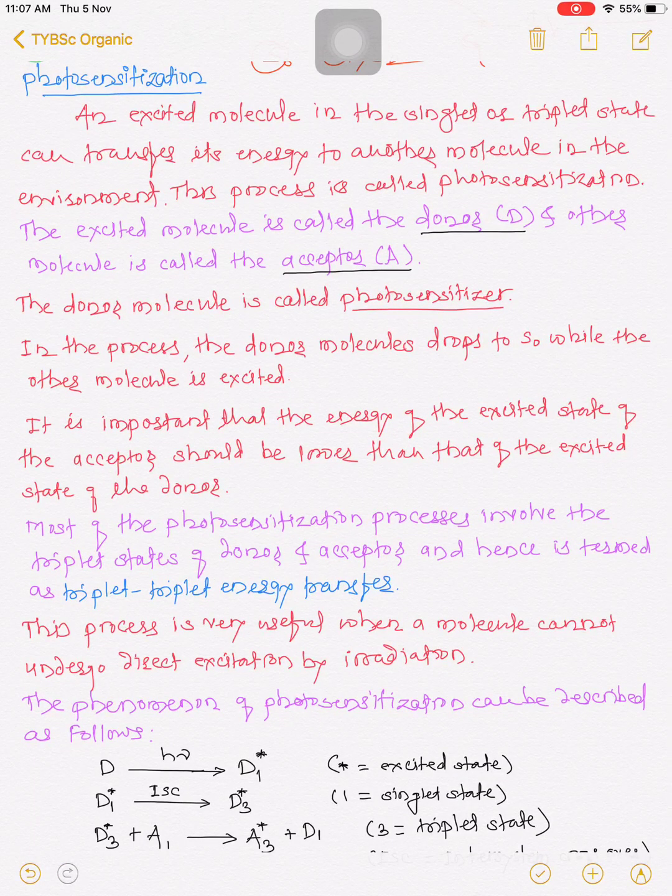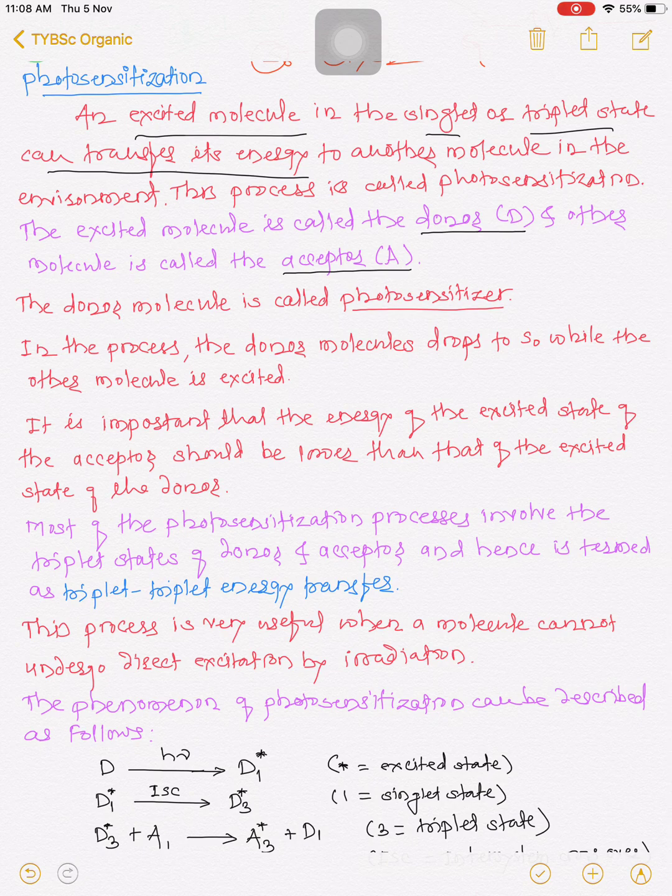The next point is photosensitization. So what is meant by photosensitization? An excited molecule in the singlet or triplet state can transfer its energy to another molecule. That transfer of energy from one molecule to another molecule in the excited state is known as photosensitization. So this process is called the photosensitization process.